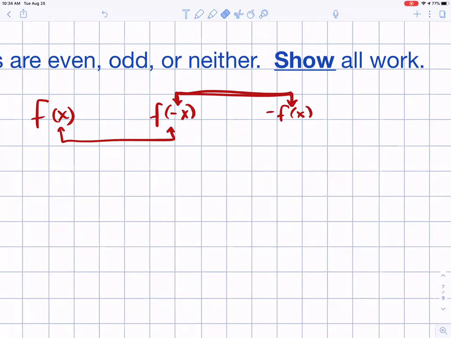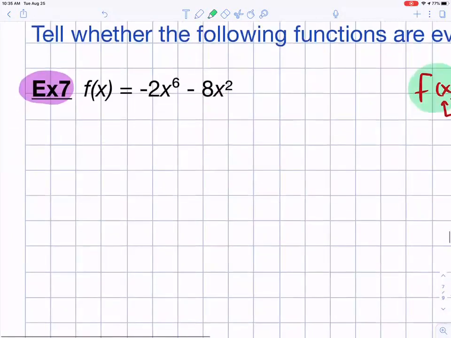All right, so the first thing I'm going to do is look at my original. Oh, well, that's easy because they wrote it down for me. See how it says f of x? It's already there. I don't have to do any work to get it. That's handed to me. Okay?